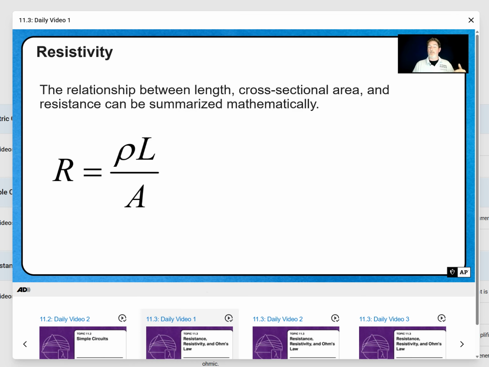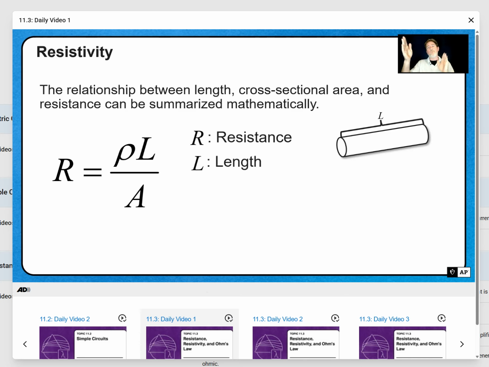We have a formula in which each part describes a piece of the material. R is the resistance of our section of material. L is how long it is, from point A to point B, how long is that? And that'll be measured in meters if you are to plug in a number.